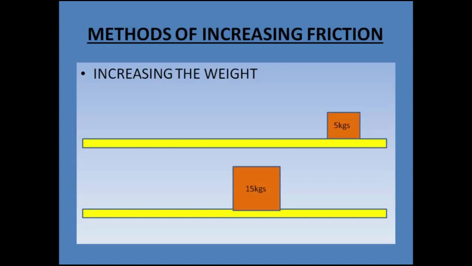So we have seen that there are three methods of increasing the friction. Firstly, by making use of a rough surface. Secondly, by using a dry surface. And thirdly, by increasing the weight of the object. Let's now study some of the methods of reducing friction.